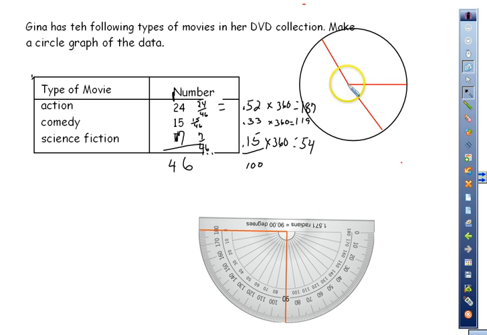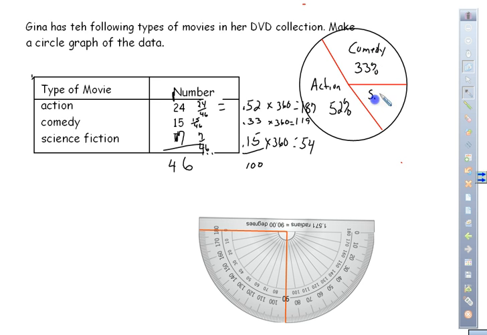So we need to label these then, and since this is going to be my largest, this is action, and it is going to represent 52%. This one here, my second largest, is going to be comedy, and that is going to be my 33%. And sci-fi is going to be, looks like 15%. And that is how you are going to divide those up.